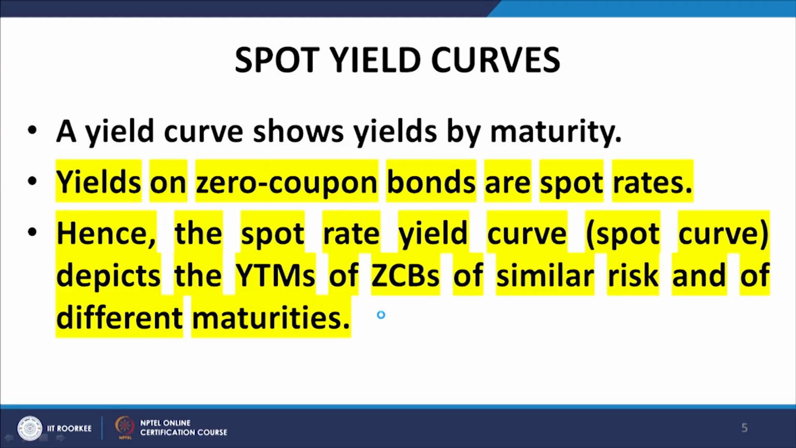So, now we talk about the spot yield curve. We know the spot rates. How do we define the spot rates? We define the spot rates as the YTMs on 0 coupon bonds of the relevant maturity. Therefore, the spot rate yield curve, which is also called the spot curve, depicts the YTM of 0 coupon bonds of similar risk and of different maturities.